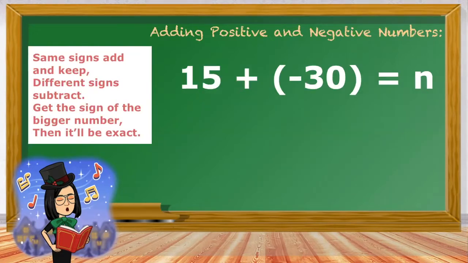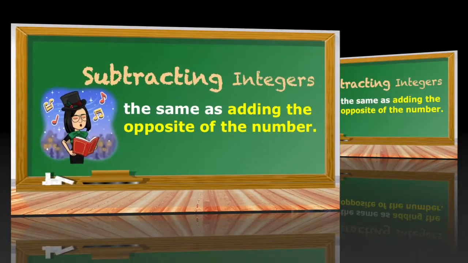How about the next one? 15 plus negative 30 equals n. Okay, we do not have the same signs, right? We have different signs. So, of course, we subtract. Get the sign of the bigger number. The answer is negative 15.